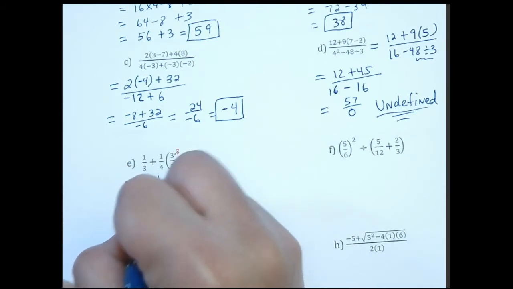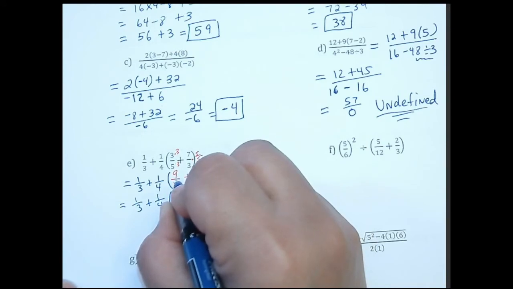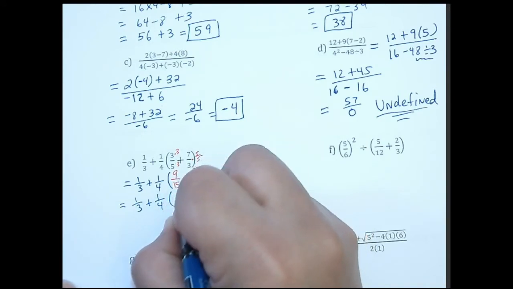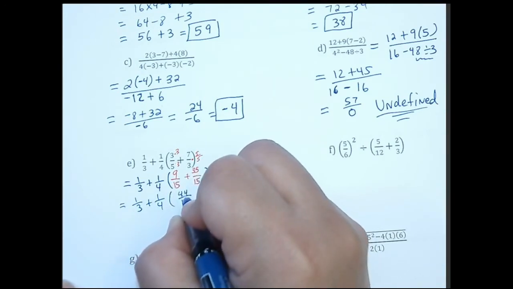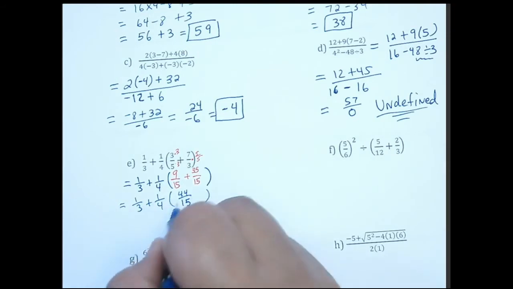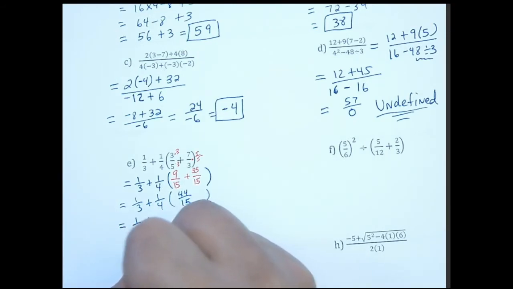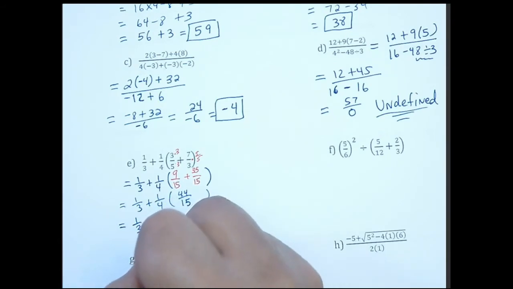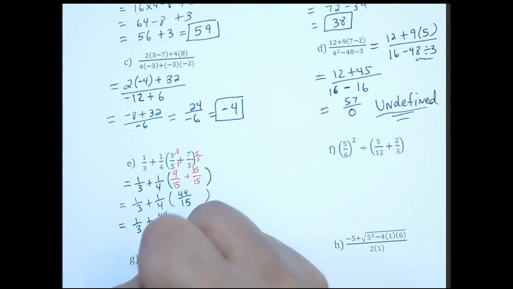Since they have the same denominators, we can add them. So 35 plus 9 is going to be 44. Okay, so now we can multiply. To multiply, we just multiply across. So 1/3 plus 1 times 44 is 44. 4 times 15 is 60.